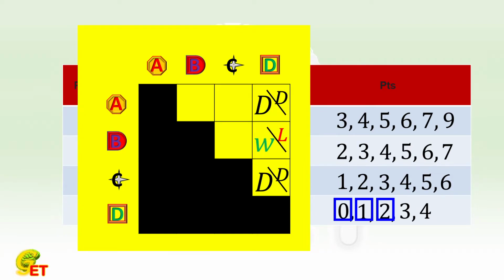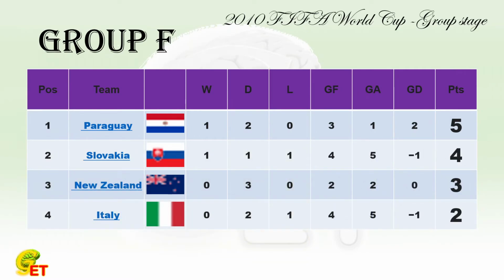The third team has draws in all their games, and the second loses to the first. In this case, the fourth team scores 2 points, the third, 3 points, the second, 4 points, and the first scores 5 points. Regarding an example in reality, like the Group F in 2010.